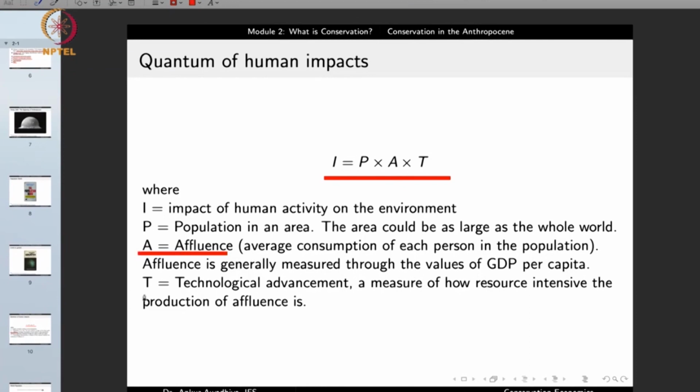And I is also proportional to T, the technological advancement, or a measure of how resource intensive the production of affluence is. So I is equal to P into A into T.